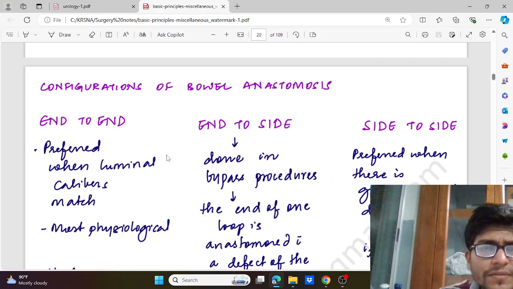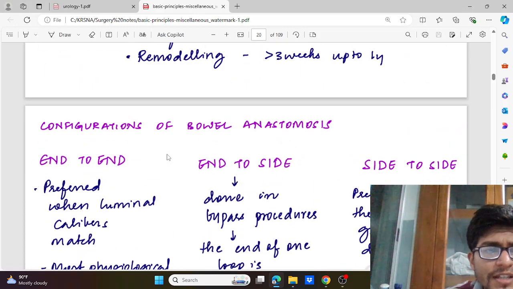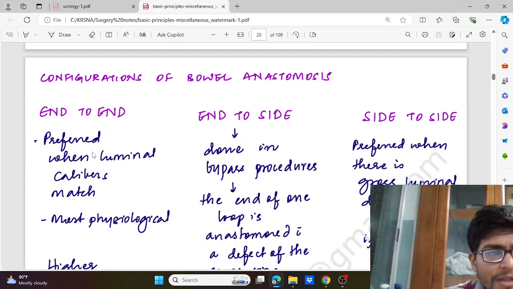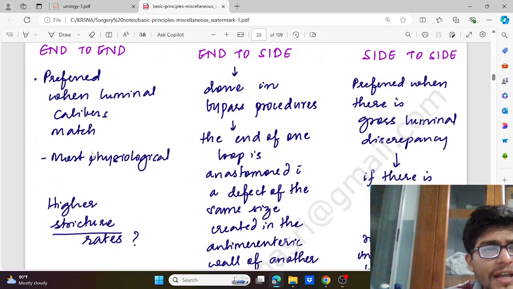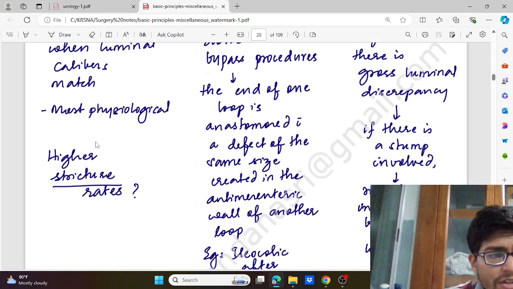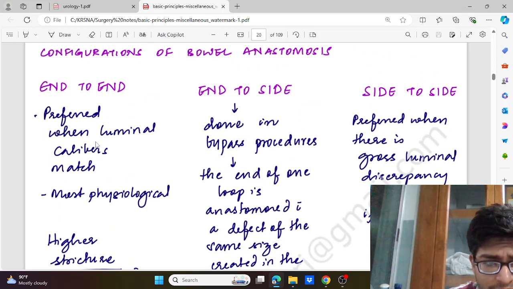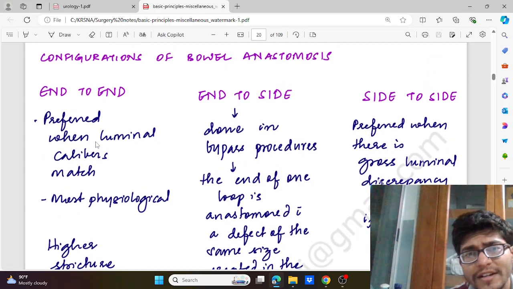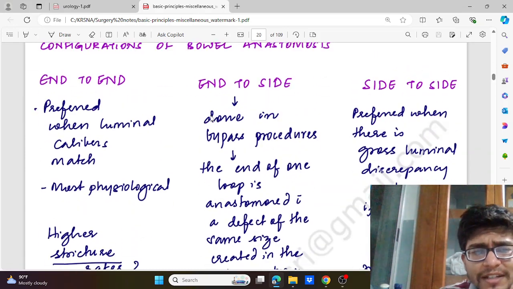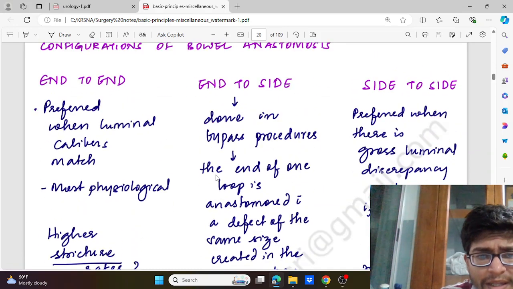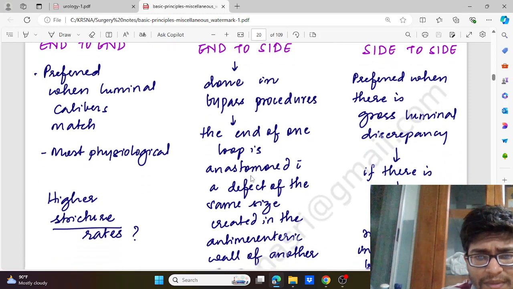Then various configurations for the bowel anastomosis which we use is the end-to-end, which is preferred when the luminal calibers match, similar equivalent lumens. It is most physiological, but there are chances of stricture formation if it is not in the experienced hand. End to side, that is done in the bypass procedure and can be done.